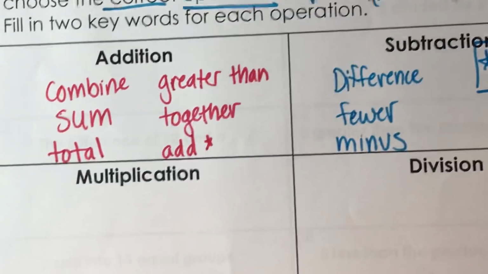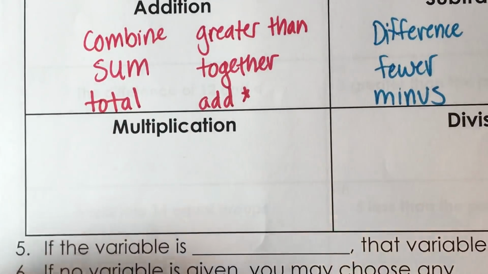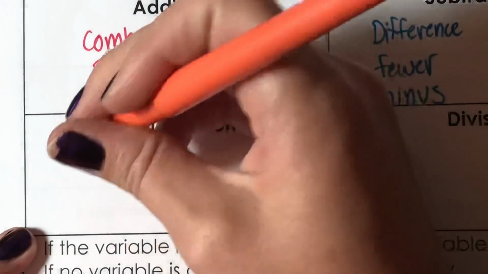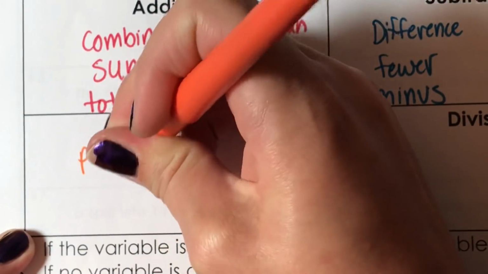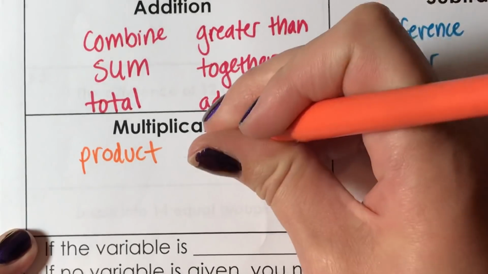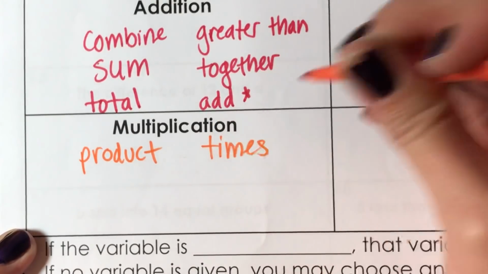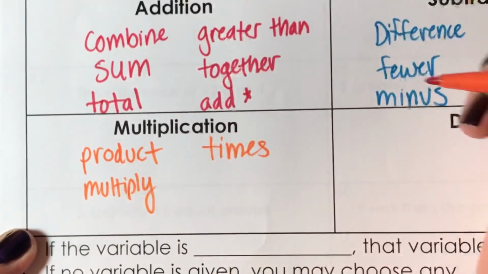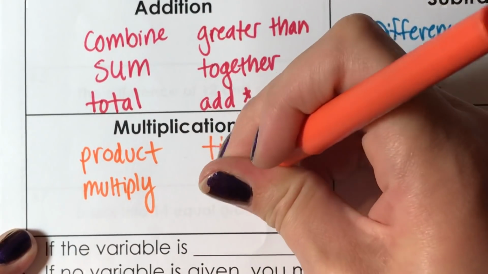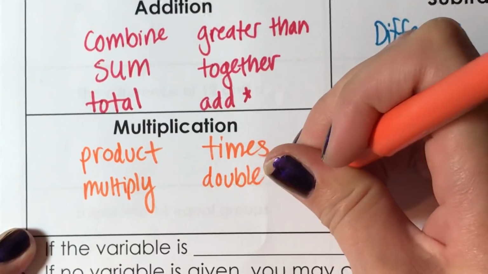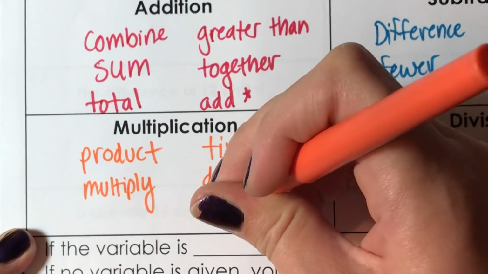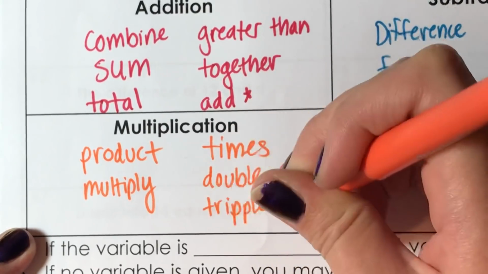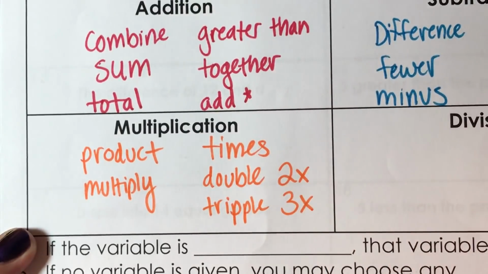All right. And multiplication, we have product, times, multiply, double means to times by 2, and triple means to times by 3.